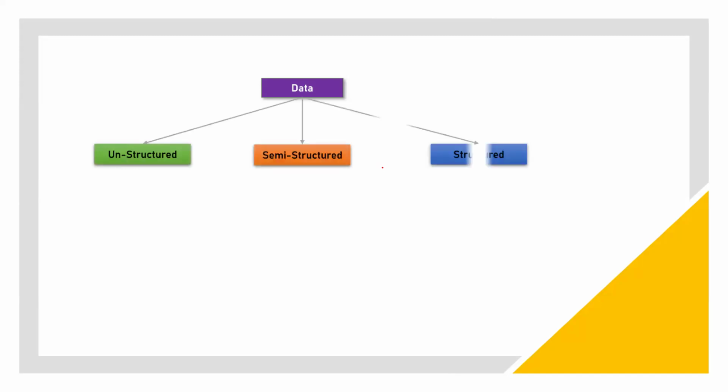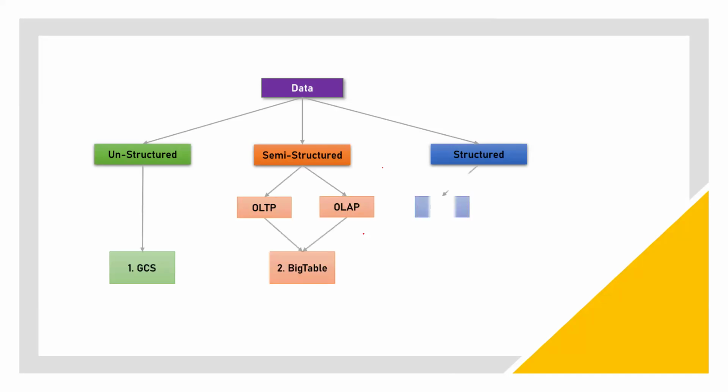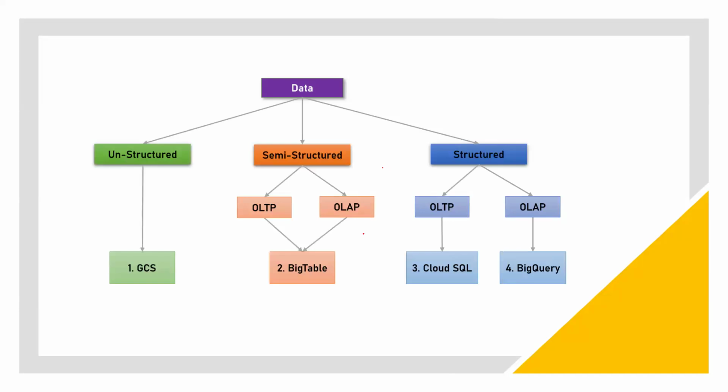So the very first services we are going to look at, I'm going to tell you like this, maybe it's easy for us. Assume that you have data, and data can be categorized into unstructured data, semi-structured data, and structured data. If you want to work with unstructured data in the Google Cloud Platform, you have GCS. For semi-structured data, you have Bigtable. For structured OLTP data, you have Cloud SQL. For structured OLAP data, we have BigQuery. So these are all services that come under big data, under the data storage and database services.